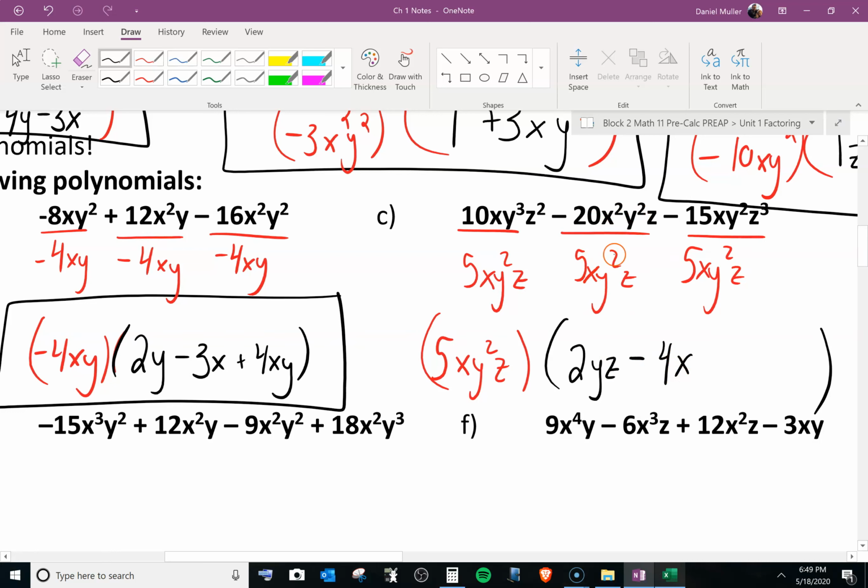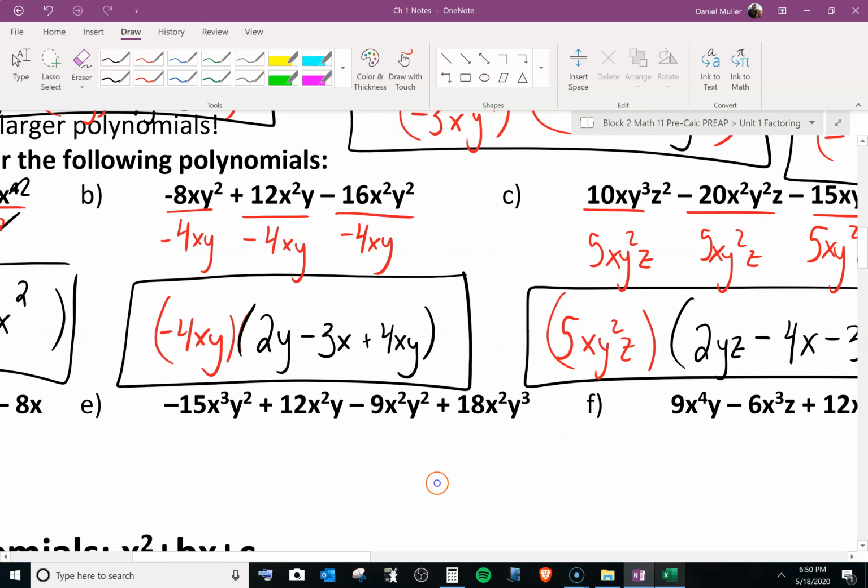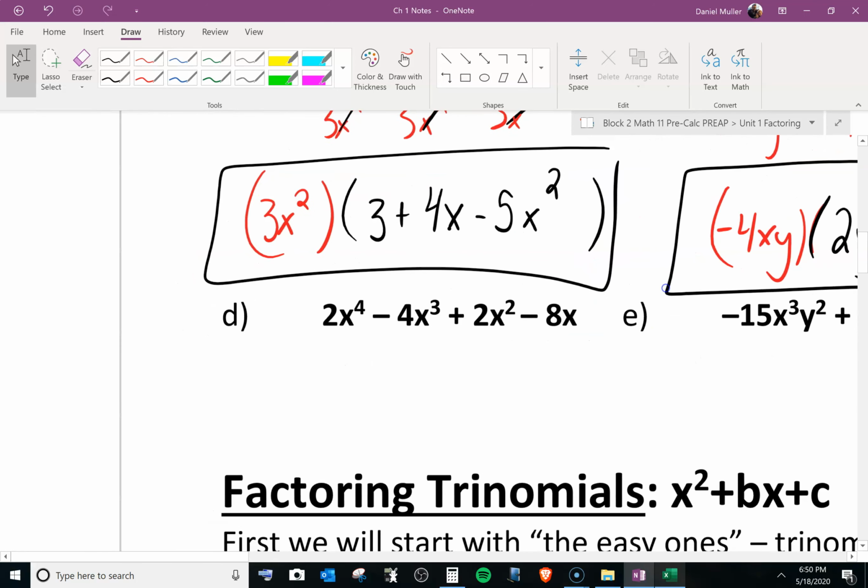Negative 15 over 5 is a negative 3. The x over x is gone. The y squared over y squared is gone. And the z cubed over z leaves us with a z squared on top. So this is considered fully factored. I'm going to keep going here and finish these last 3 off.